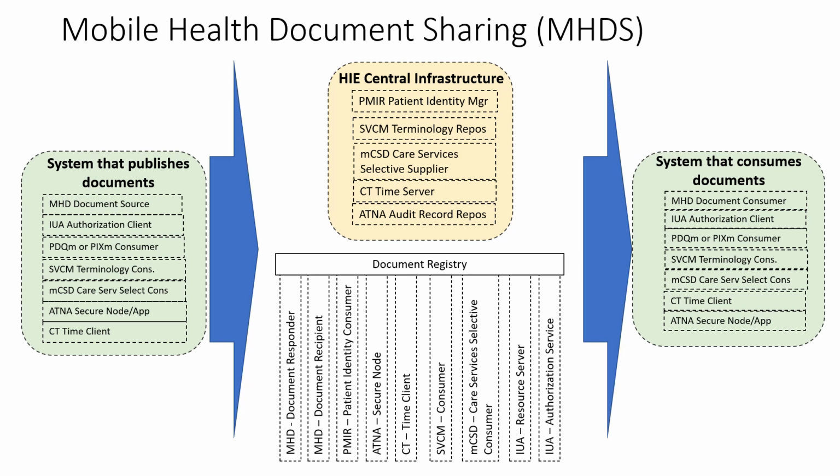An MHDS document registry is made up of an MHD document responder, supporting queries from document consumers, an MHD document recipient, supporting publication requests by document sources. It's using the patient identity consumer because it has to understand who is a legitimate patient versus a patient that doesn't exist. Of course, it's secure, and it's at a secure node.